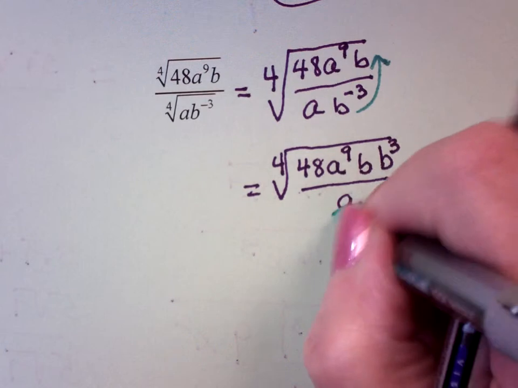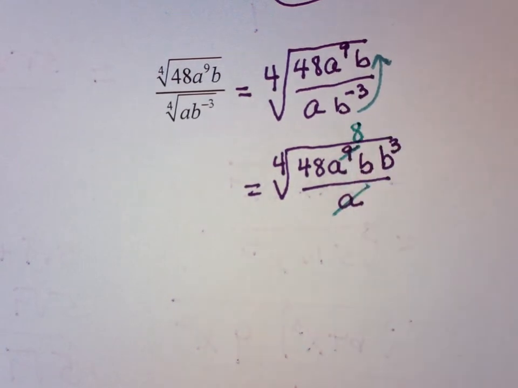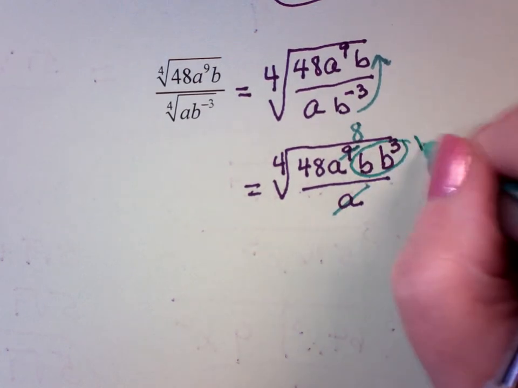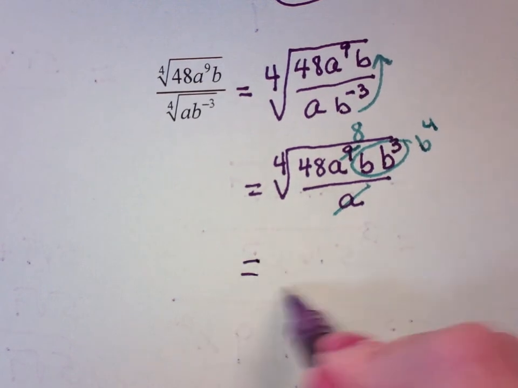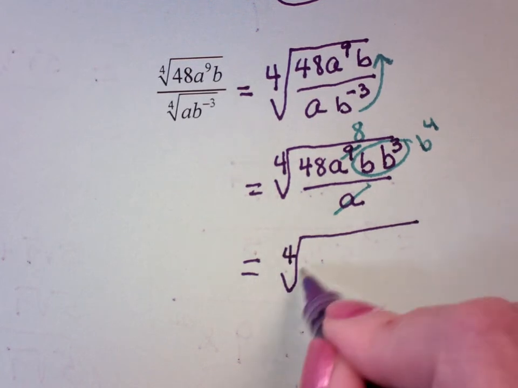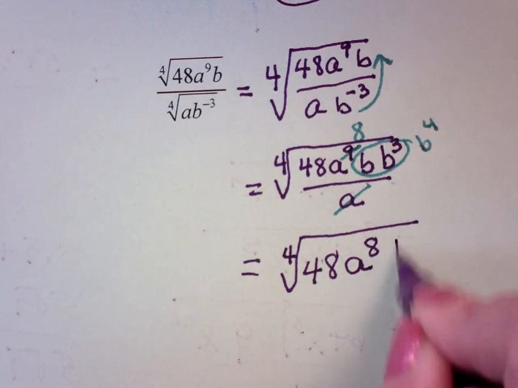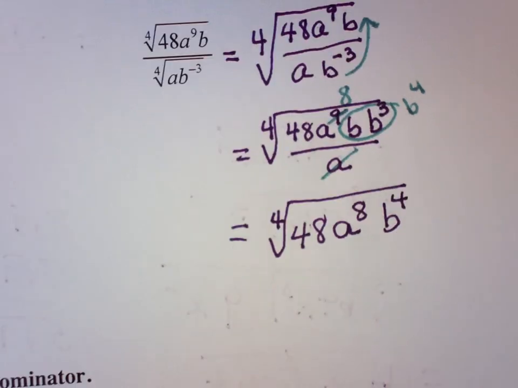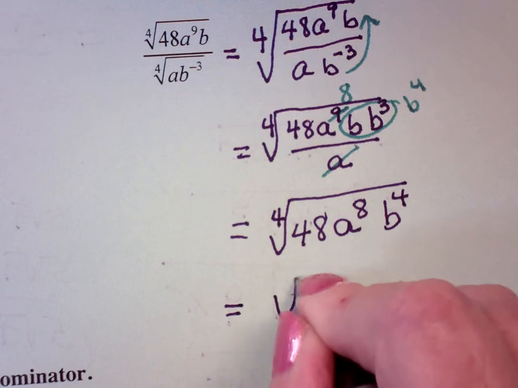The a's reduce, so this gives me an a to the 8th power. And the b's are going to combine. That's going to give me a b to the 4th power. So under the radical, I no longer have a denominator. I'll have a 48, I'll have an a to the 8th, and I'll have a b to the 4th. And now I'm going to need to simplify.